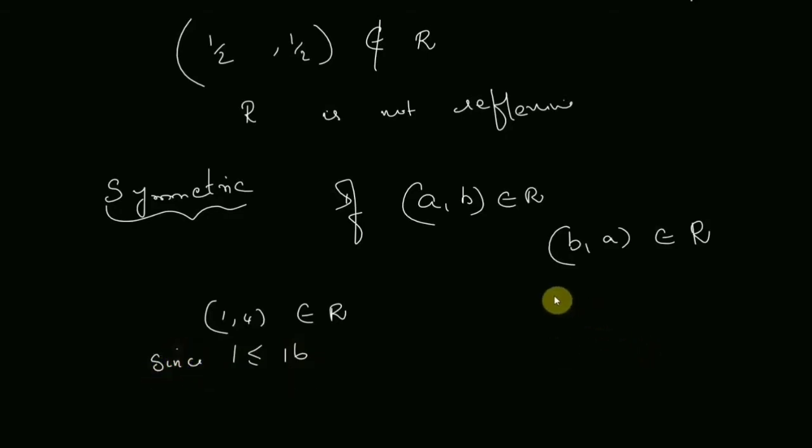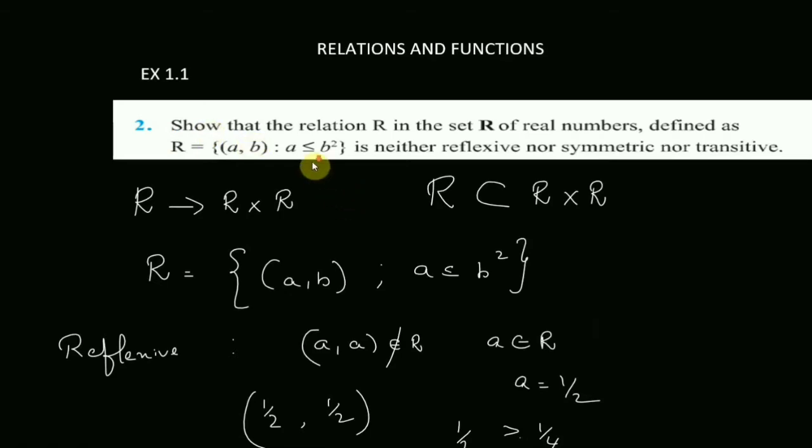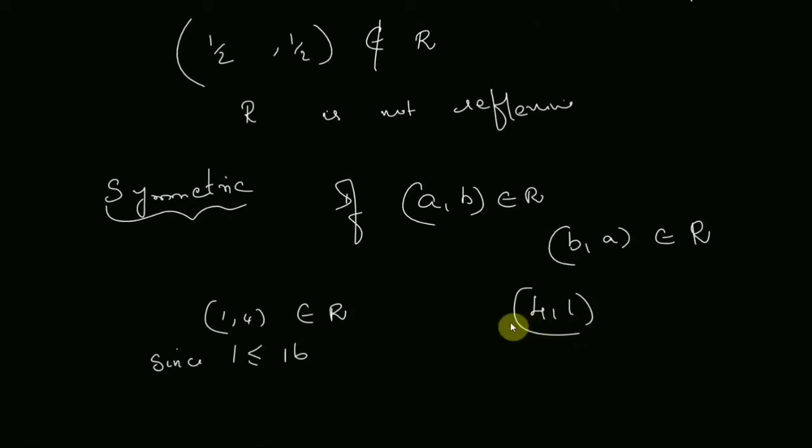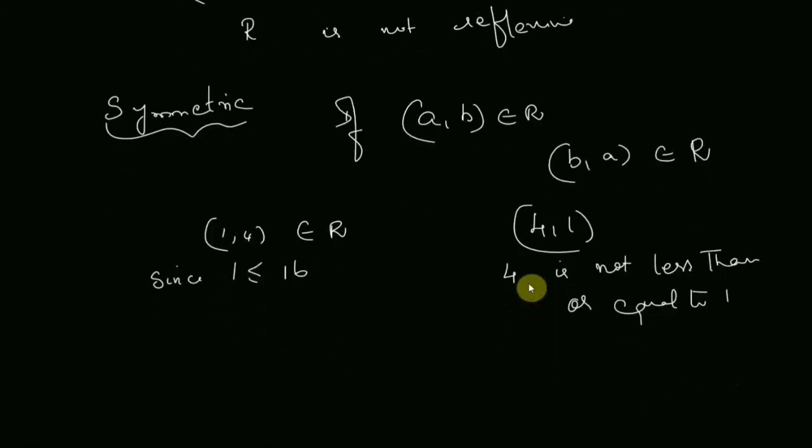Now, does (4, 1) belong to R? For (4, 1), you square the second number. The relation is a less than or equal to b², so this is your second number. Square the second number. 4 is not less than or equal to 1. So (4, 1) does not belong to R. So (a, b) belongs to R, but (b, a) is not in R. So therefore it is not symmetric.